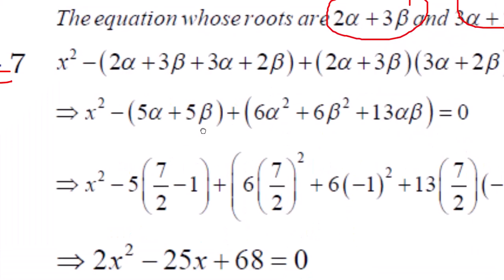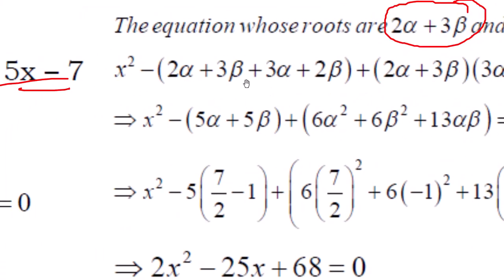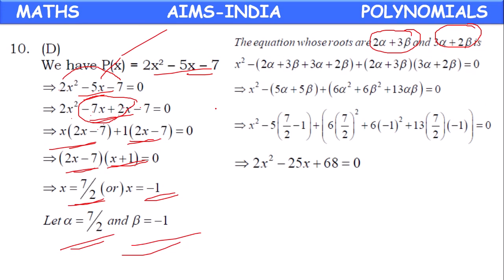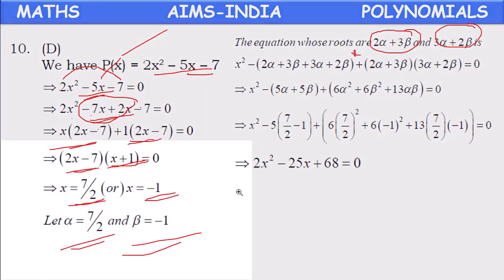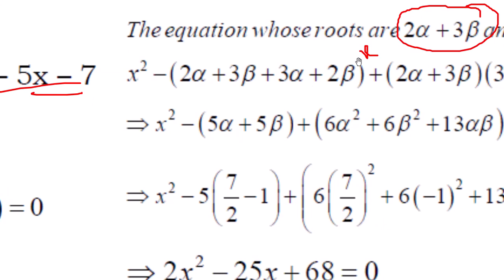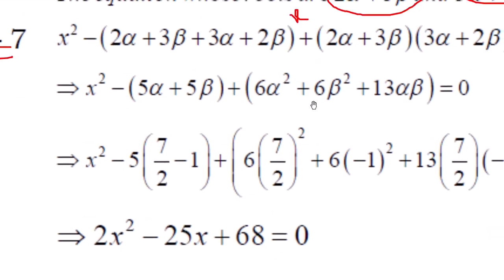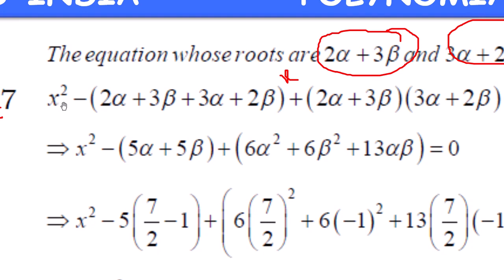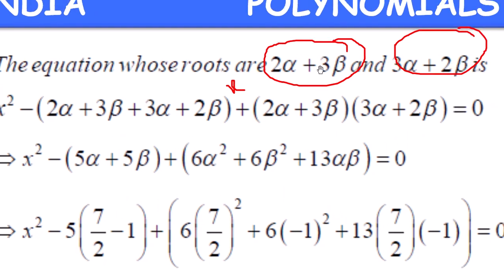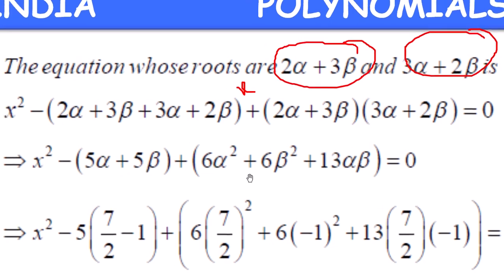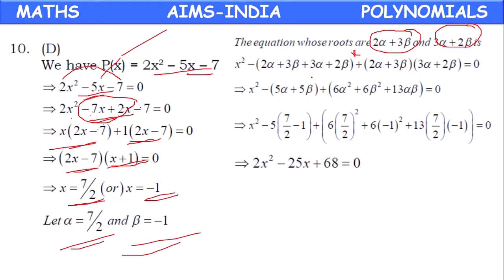So how to write the equation? X square minus sum of roots into x plus product of roots. X square minus sum of roots, 2 alpha plus 3 beta plus 3 alpha plus 2 beta, 5 alpha plus 5 beta, product of roots. We have to multiply both. Here x should be there.